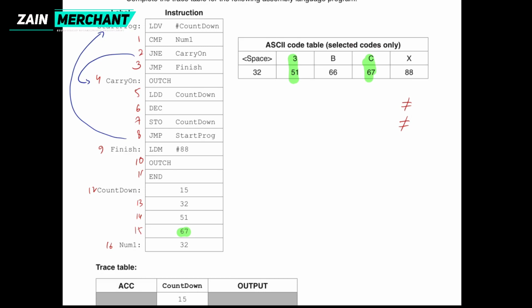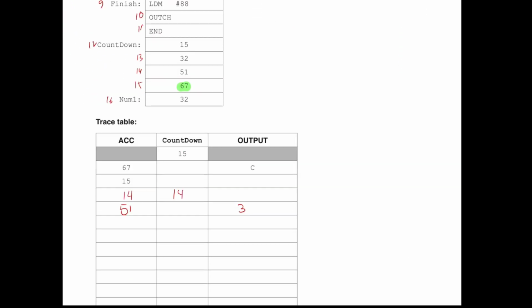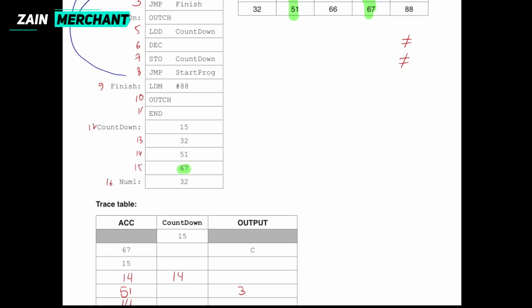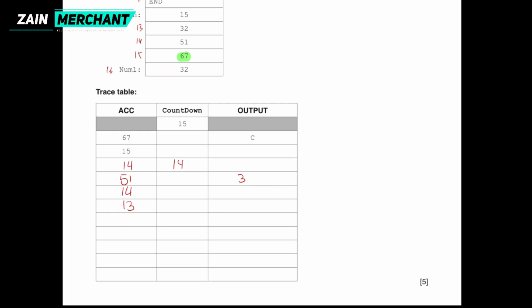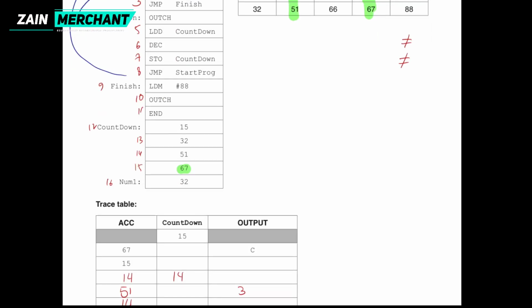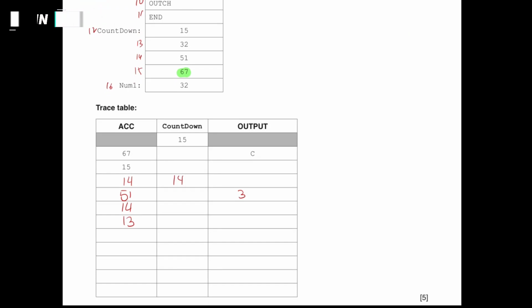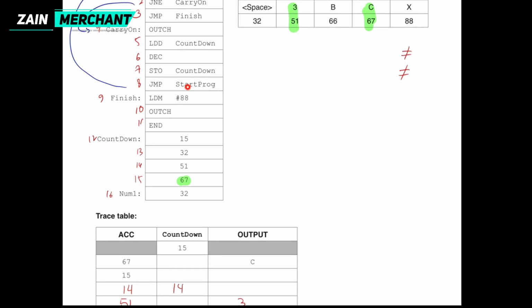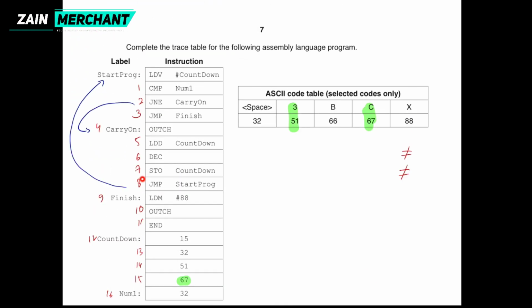Next instruction is LDD countdown. Load the value which is in the countdown. This becomes 14. Then decrement the value, DEC. So minus 1, this becomes 13. Then you store the value in the countdown again. So this value 13 is stored in the countdown column. Then you jump to the start of the program again, unconditionally.